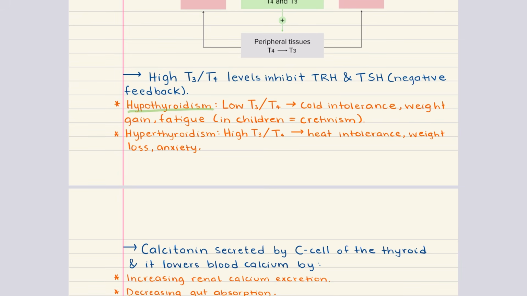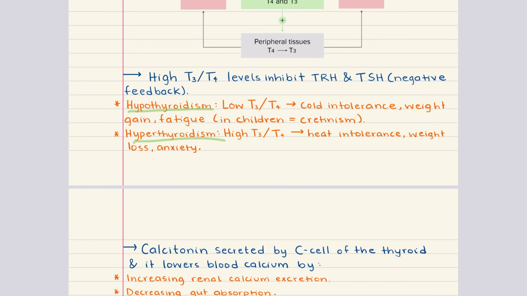This involves delayed growth and mental development. In hyperthyroidism, the opposite happens. We have too much T3 and T4 being produced, and this results in heat intolerance, weight loss, restlessness, and anxiety. And this is all due to an overactive metabolic rate.